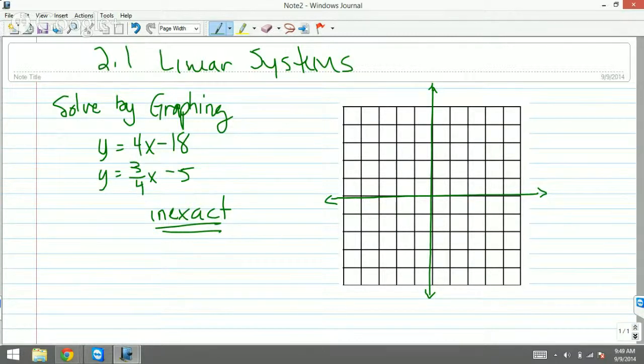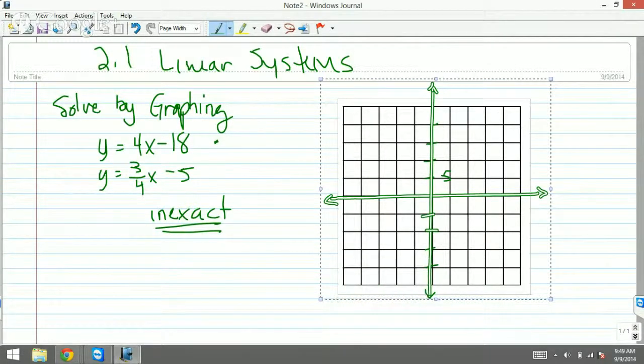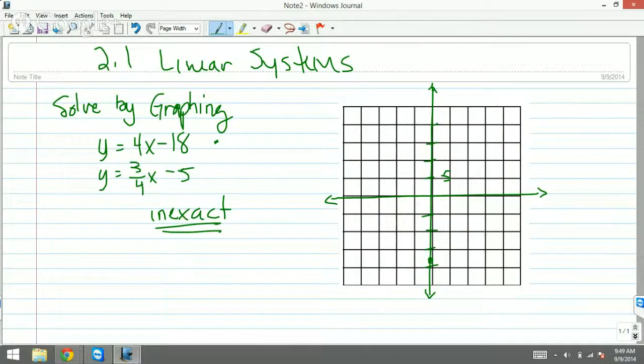Substitution, elimination. I'm going to scale this by 5s. So that first one is going to be minus 18. And what's the x-intercept? 18 divided by 4 is 4.5. How should we scale the x-axis? 2 sounds good to me. So the y-intercept of that is 4.5. So there's one line.